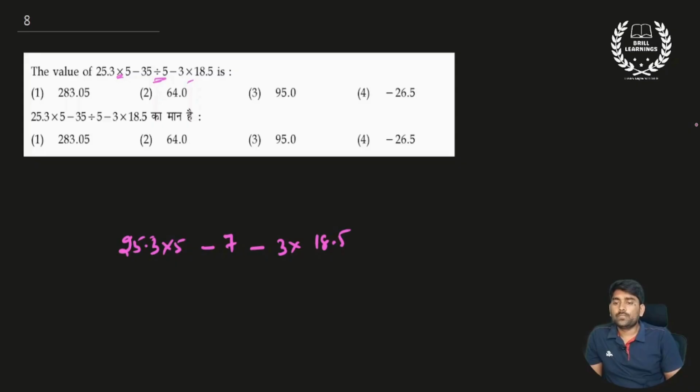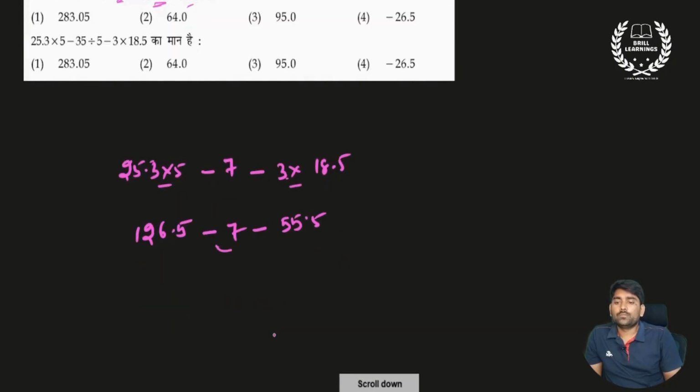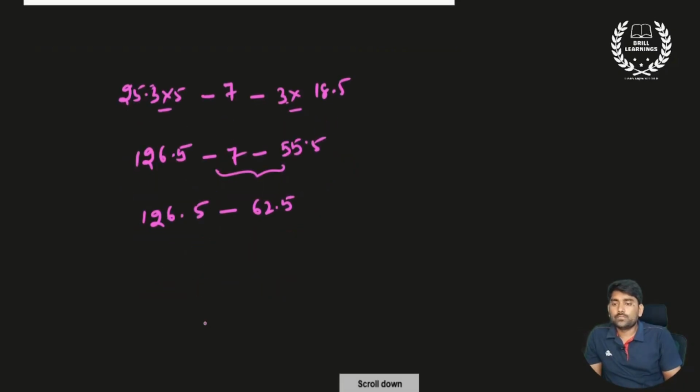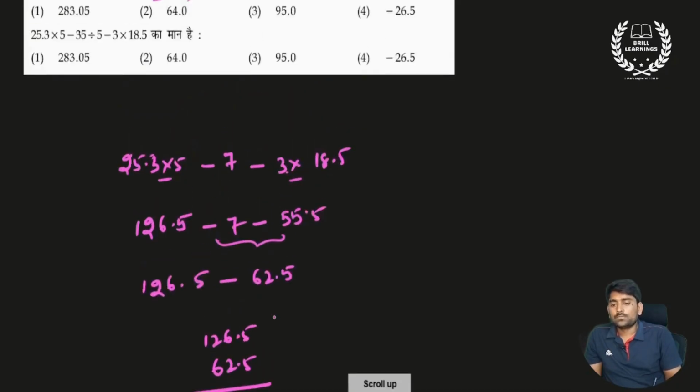So now simplify this. Here multiplication, priority should be given to these two parts. So 25 5s are 125, 3 5s are 1.5. So 126.5 minus 7 minus 3 18s are 54, 3 5s are 1.5. That means 55.5. Now add up these two values, minus 7, minus 55.5, that is 62.5, and this is 126.5. Now deduct this value, 126.5 minus 62.5, that is 64. 64 is our answer.